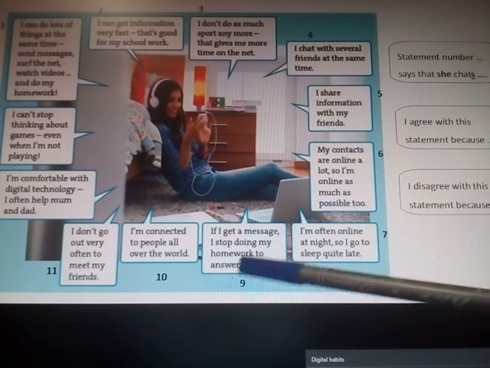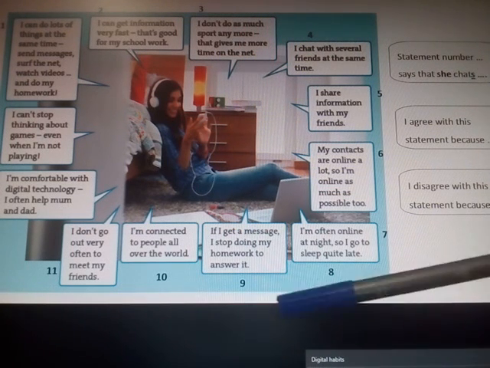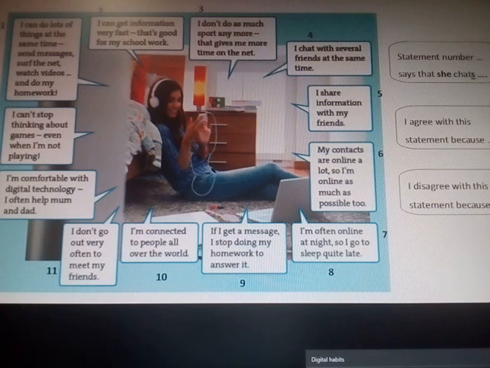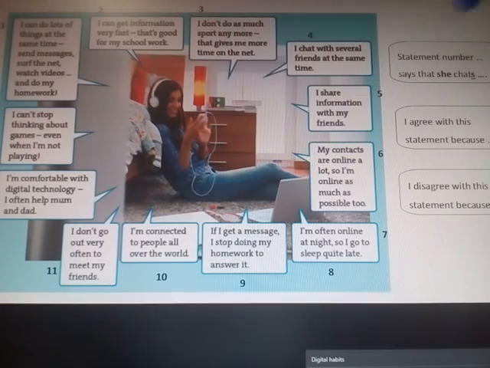Or, if I get a message, I stop doing my homework to answer it. I totally agree with this because, and I hope you have noticed that, if you send a message to me via WhatsApp, I normally reply within, I would say, less than half an hour. So take one after another and say I agree because, or I disagree because.